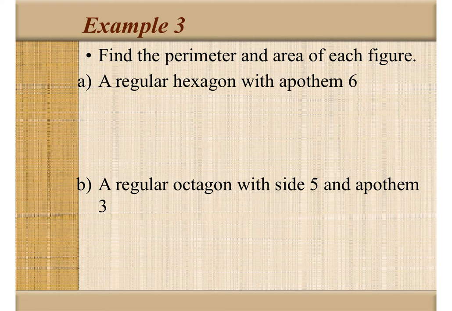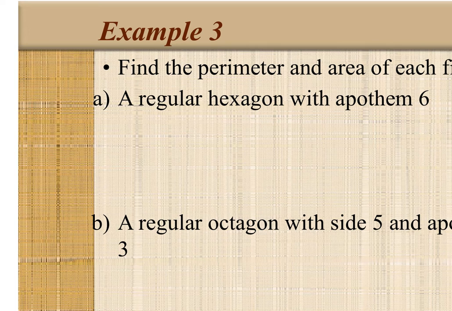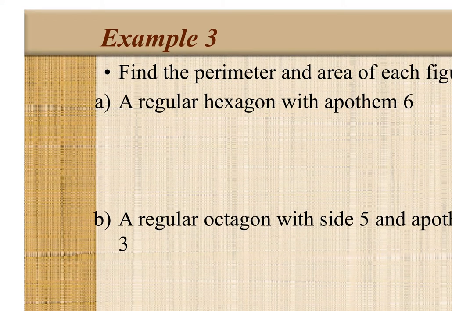Find the perimeter and area of each figure. So we're finding perimeter and area. A regular hexagon with apothem 6, okay? For these examples, you should absolutely draw a picture. So if it's a hexagon, how many sides does it have? So we're going to write n equals 6, and apothem is 6, so we're going to write a equals 6. You guys cool with that? Now, what would the perimeter be? Well, we don't know the side length, do we? So we have to draw a picture. So draw a circle.